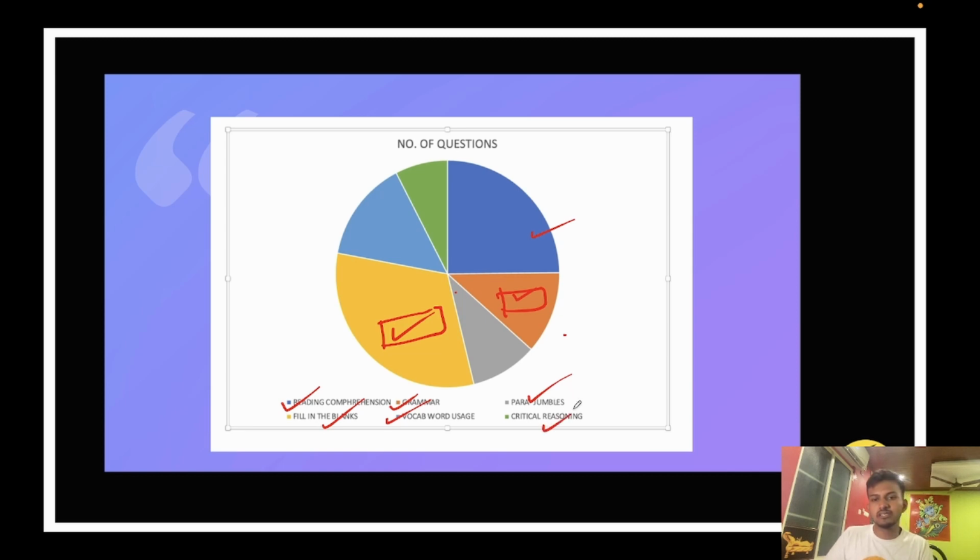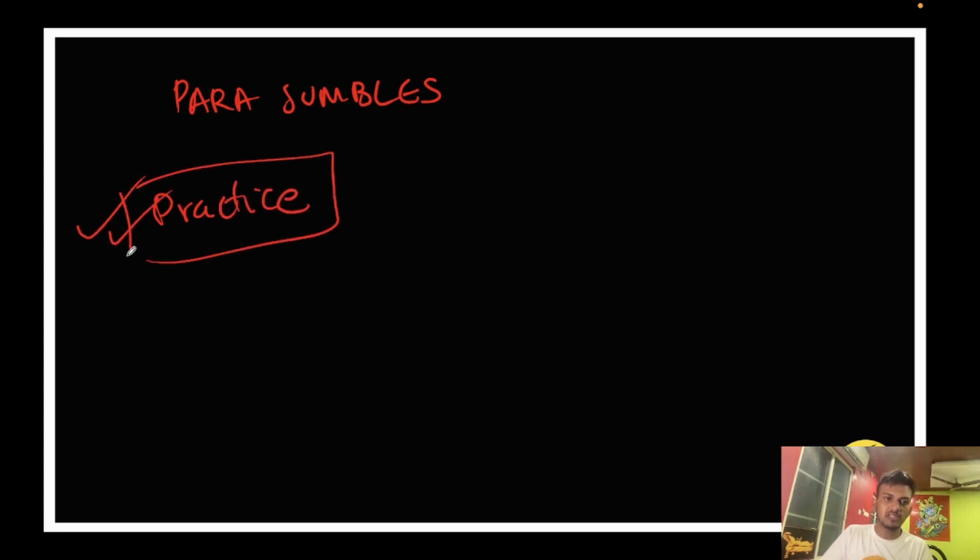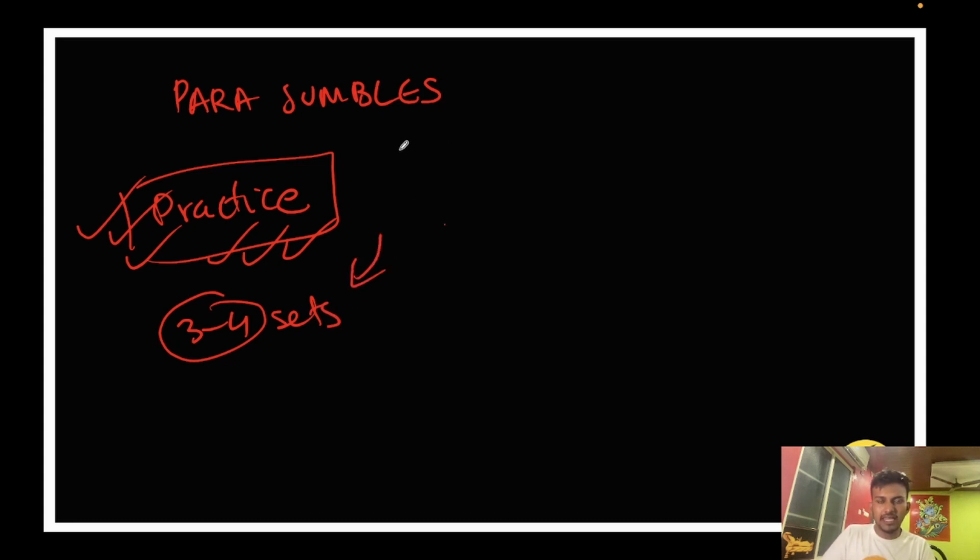Then there's para jumbles and critical reasoning. Okay, so for para jumbles, there is only one thing: practice. More than theory, more than anything, do a lot of practice. Try to solve 3 to 4 sets daily of para jumbles. Okay, it will take time, but you will get that intuition. And then mocks. Because you will have formats where you have first sentence fixed, last sentence fixed. You'll have to rearrange all the 5 sentences, so on and so forth.